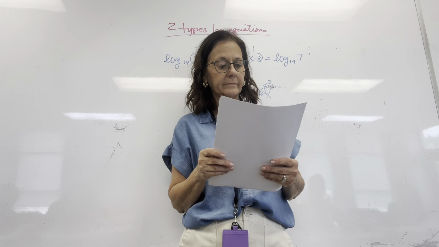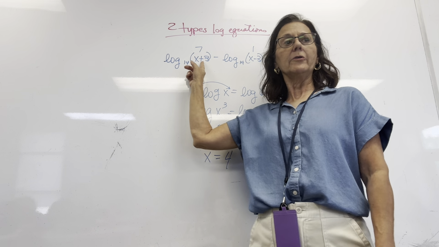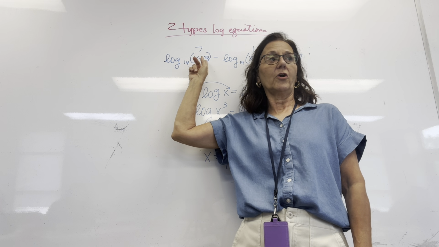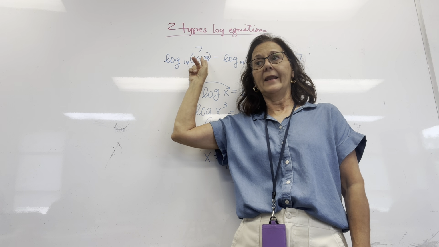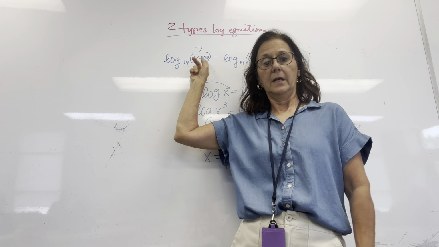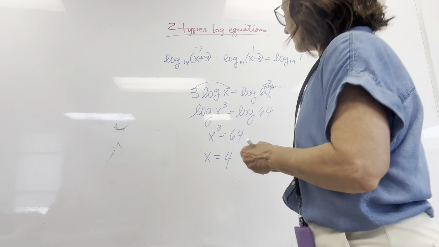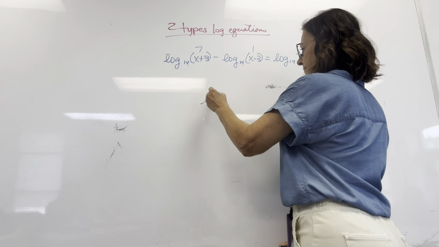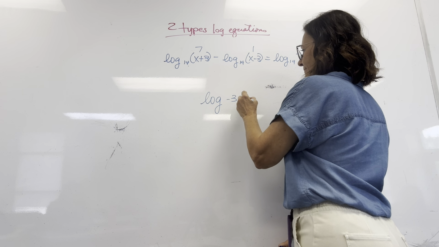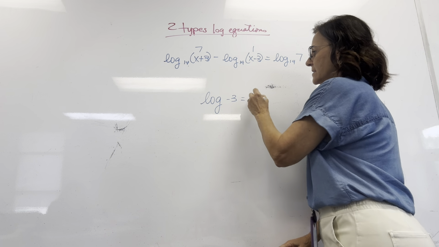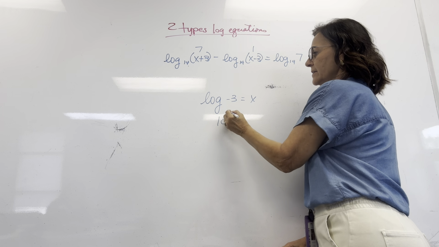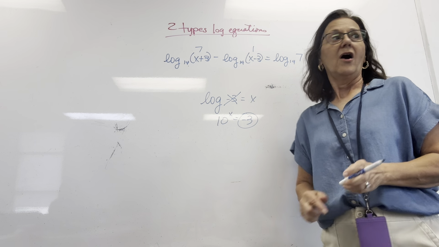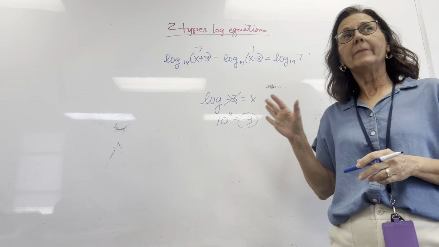Let me say one thing. The value of your argument will never be a negative number. Never. Why can the argument not ever be a negative number? Because can I ever raise 10 to a power and get a negative number? No. And the base is 10. So your argument will never ever be a negative number, okay?